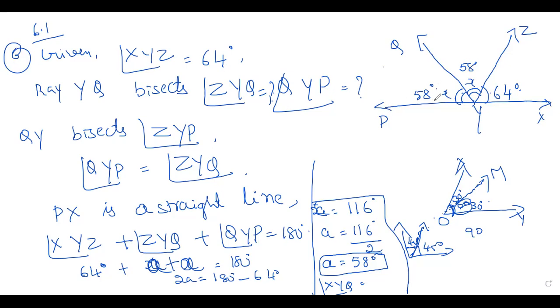What is ZYP? PYZ will be 116. These two angles make 116. What is QYX, or XYQ? If you add these two you get the answer, that is 122. Angle XYQ is equal to 58 plus 64, that is equal to 122 degree.